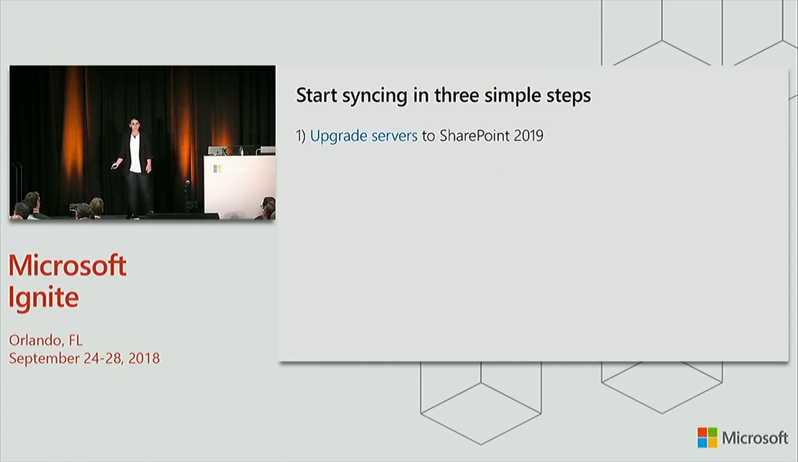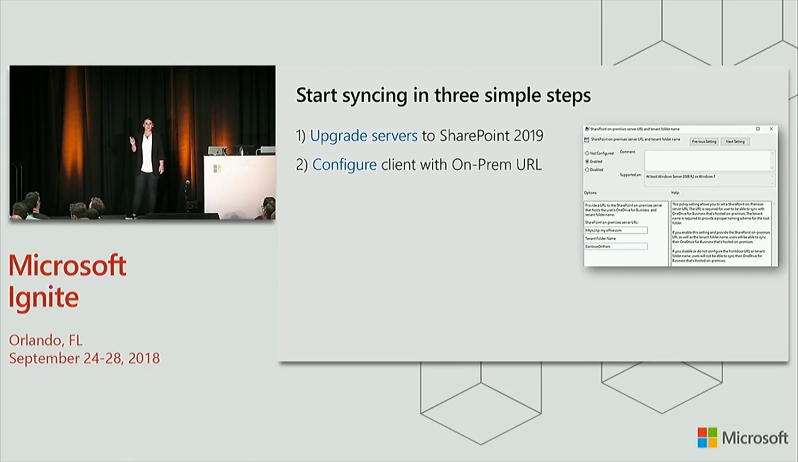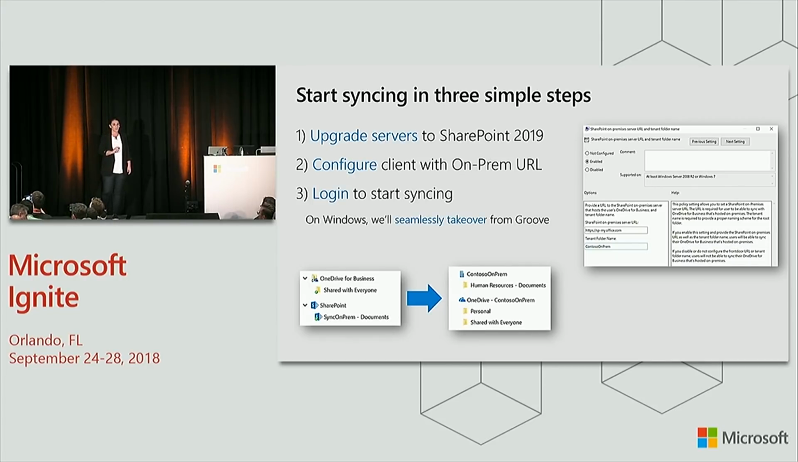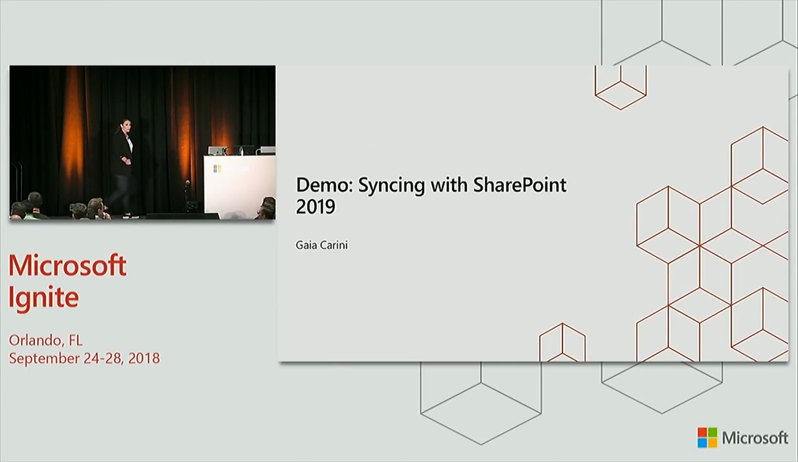So just to recap, you're going to upgrade your servers. Then you're going to configure the group policy, or the plist setting on Mac. And then you're going to log in to start syncing. And we'll seamlessly transition you from Groove. Let me walk here and give you a demo.